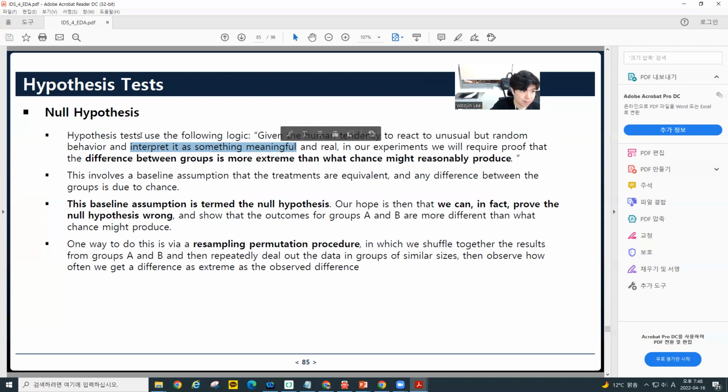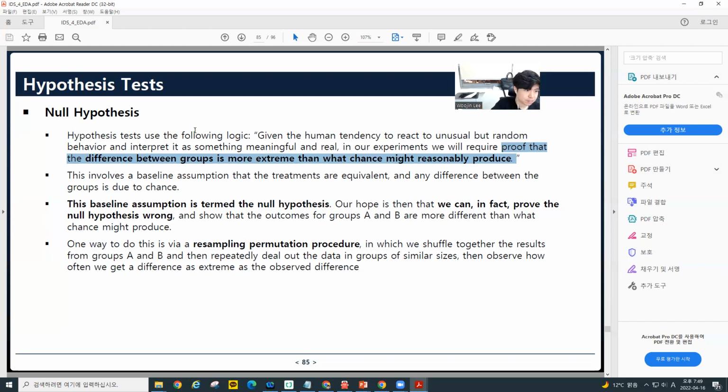So what hypothesis testing is trying to do is that we require proof that the difference between two groups, between A and B, is more than what randomness, what chance, might reasonably produce. So we want to have a conclusion that the difference between A and B is not from randomness. It is really different. We want to check that, and that is the most basic thing about the hypothesis.